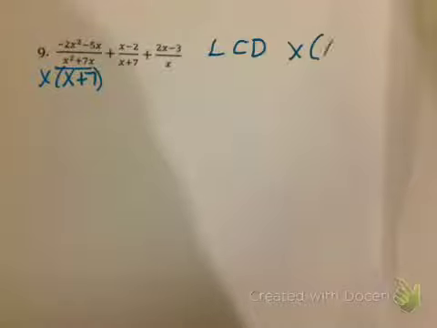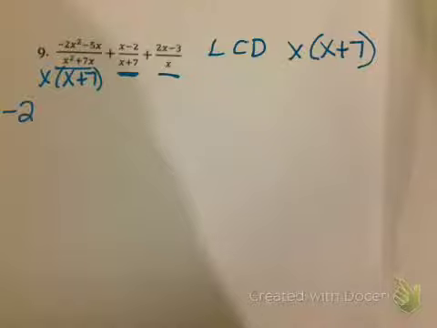So before I determine the least common denominator, all your denominators need to be factored. So first I'm going to factor this as x times x plus 7. Now I see that my least common denominator is going to be x times x plus 7. So the first fraction actually doesn't need anything. The second fraction is going to need to be multiplied by x over x, and the third by x plus 7 over x plus 7.